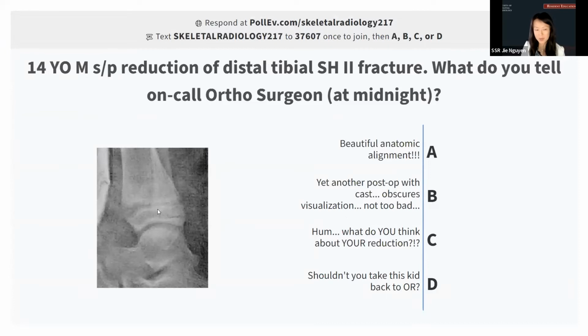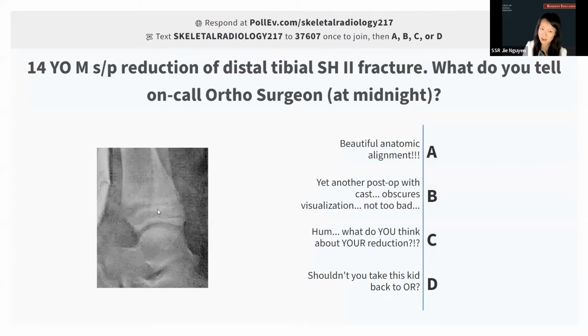Okay, so moving a little bit past that, we have a fracture, it's been reduced. We can see a cast over it. So this is a 14-year-old male status post reduction of a distal tibial Salter-Harris type 2 fracture. So what do you tell the on-call orthopedic surgeon?